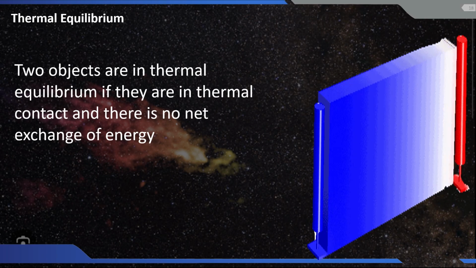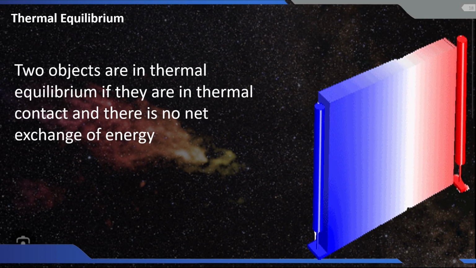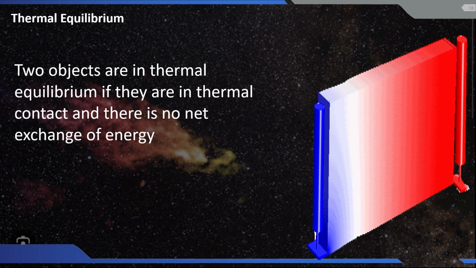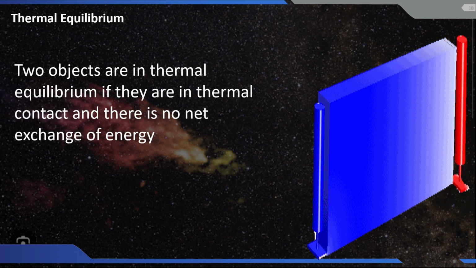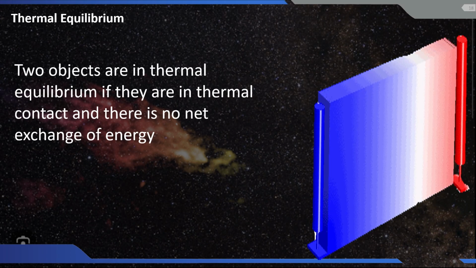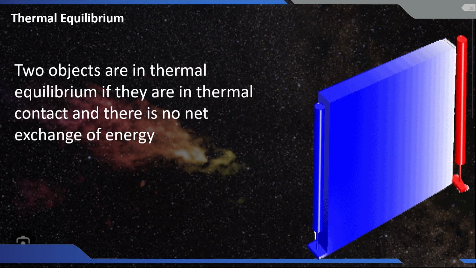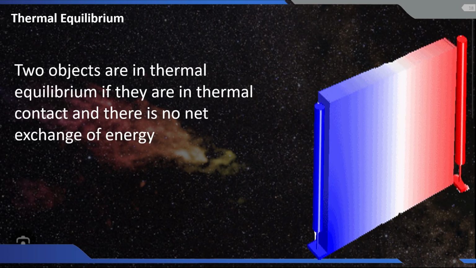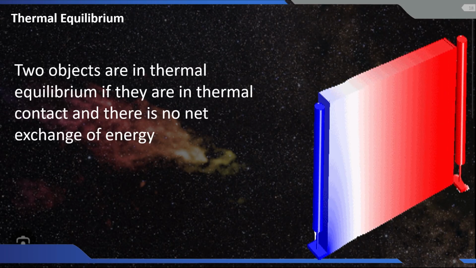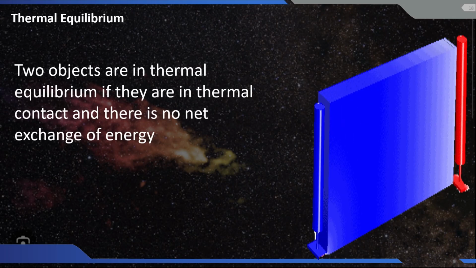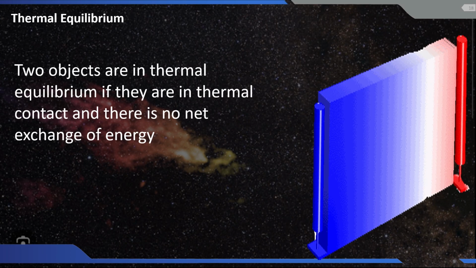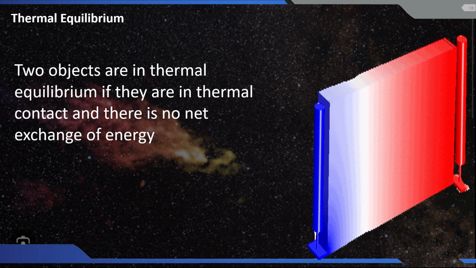When two objects are in thermal contact and reach a state where there is no net change of energy, both of these objects are said to be in thermal equilibrium. This means while energy, which is in the form of heat, might still be moving back and forth between these objects, the overall amount of energy stays constant in each object. In simple terms, both objects reach the same temperature.